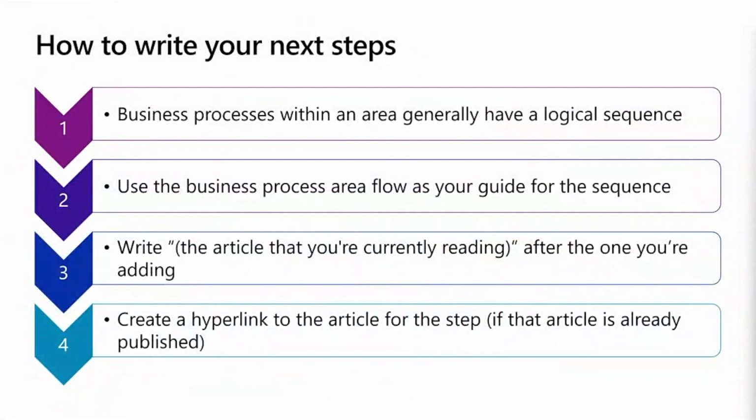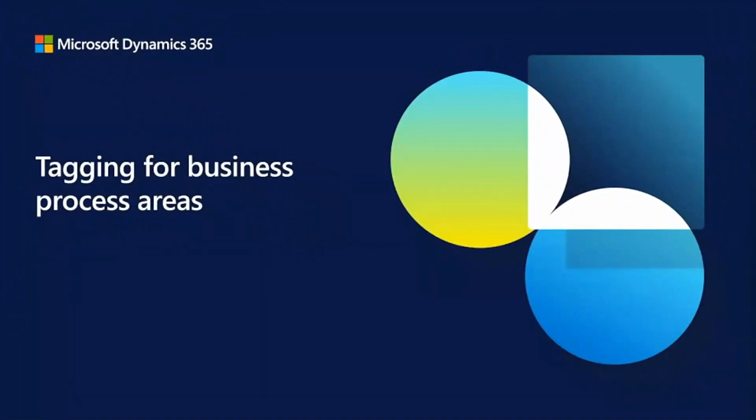When you're writing the next steps, you take the business processes within an area, and they generally have a logical sequence. You can use the business process area flow as a guide for that sequence, and then write the article right in parentheses after the step that you're on. This is the article you're currently reading. And then where available and appropriate, we want a hyperlink to all the other steps. So if you're on step 3 and the articles for step 1 and 2 have already been published, then you'll want to put the hyperlink to step 1 and 2, which is just the article that was already published for step 1 and 2.